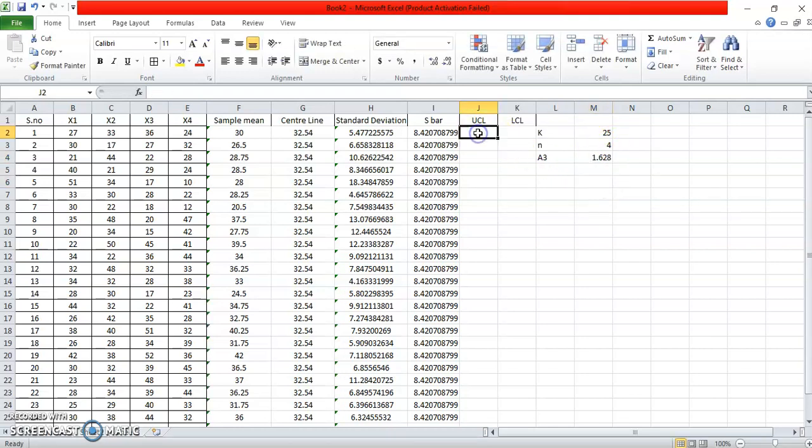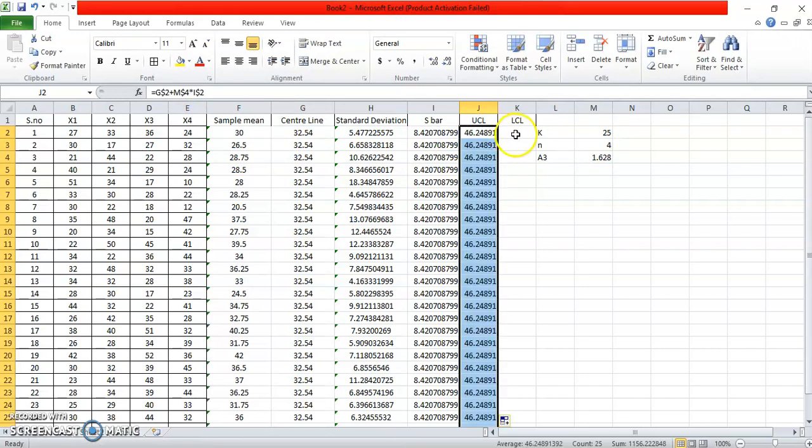So the formula for UCL, if you remember, was X double bar, that is your central line, plus your A3 value into your S bar. So this is your upper control limit. What we are going to do here is put a $ sign so that we can get values for all the data points here. Easy, just double click and here is your upper control limit.